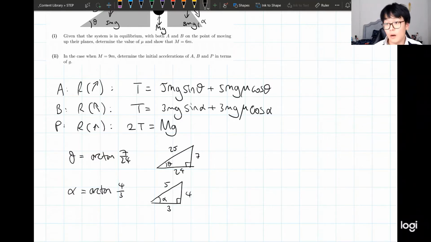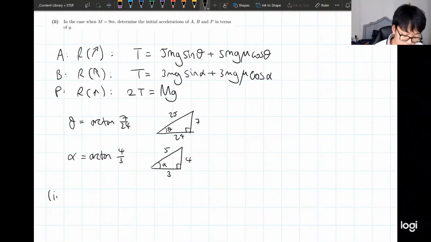The rest of part one I'm not going to go through, but once you substitute in all of these values for sine theta, cos theta, sine alpha, and cos alpha, and combine the equations, solve for mu, then solve for capital T, and solve for capital M, and you should get the result. So the result follows.